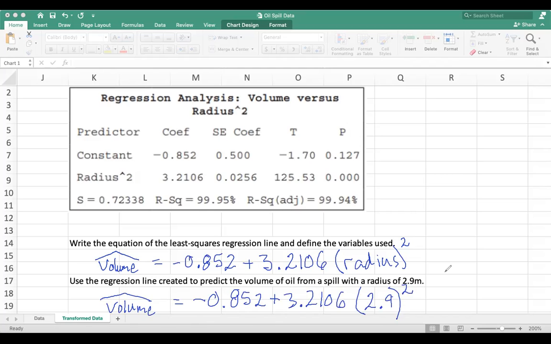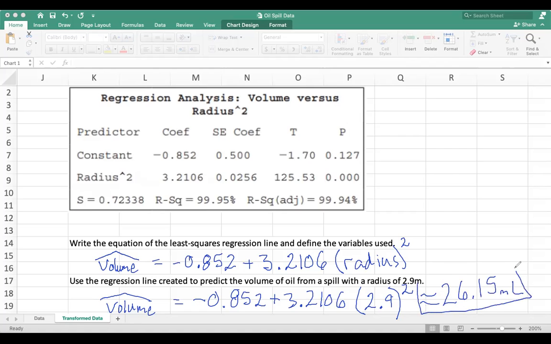And this will just be a job for the calculator. Let me get one out and do it real quick. Make sure that we're all on the same page with our solution. So I've got negative 0.852 plus 3.2106 times 2.9, and that is going to be squared. Okay, so it looks like I get about 26.15 for our volume. 26.15 milliliters was the unit that they were using.